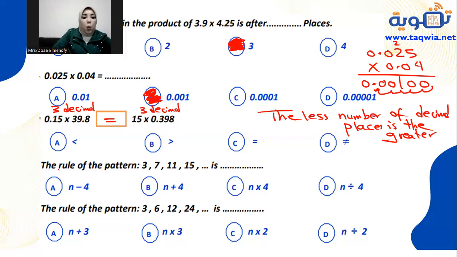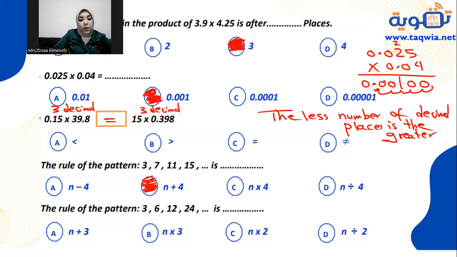Okay, here, what is the rule of the pattern? This pattern has 3, 7, 11, and 15. So what is the rule here? The numbers increase, so maybe we add or maybe we multiply. We have to check. 3 became 7 and 7 became 11. So yes, we add 4. The rule is n plus 4.